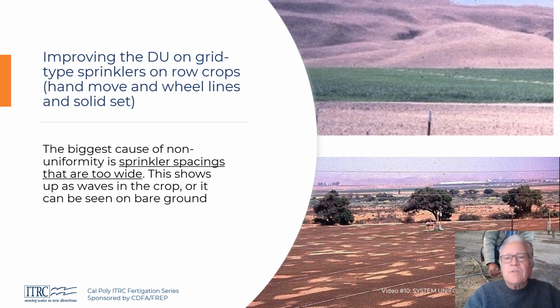So what you see is, you can barely see it in the upper picture, you can see the waving field of grain there. In other words, you'll see waves out there showing the non-uniformity. It can be pretty obvious.